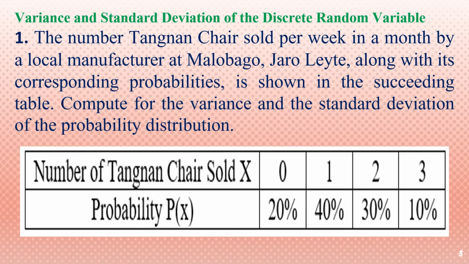The number of Dangnan chairs sold per week in a month by a local manufacturer at Malubago, Leyte, along with its corresponding probabilities is shown below. Compute for the variance and the standard deviation of the probability distribution.